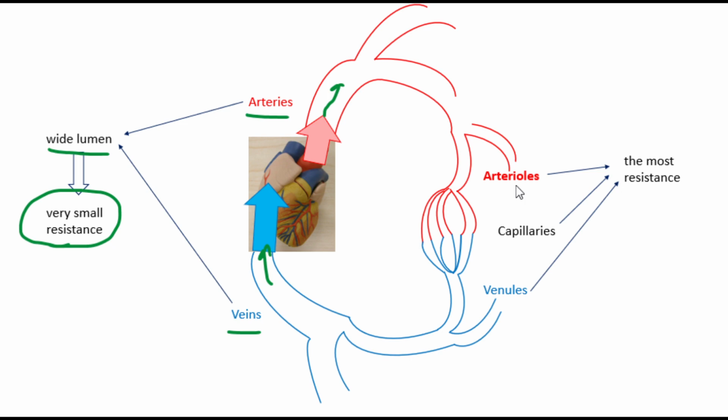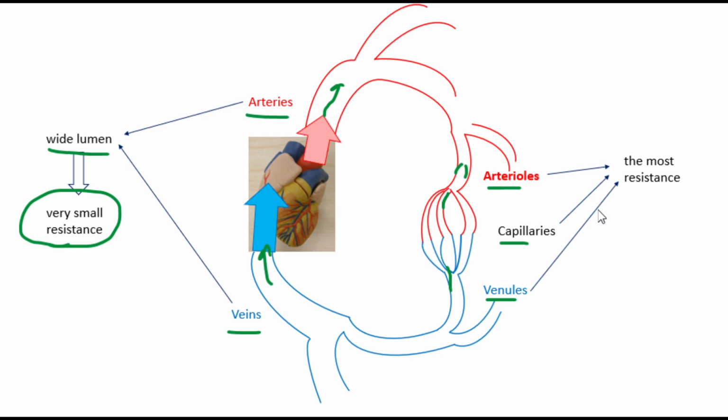Those blood vessels that contribute the most to the total resistance in our systemic blood vessels are the narrow blood vessels, such as arterioles, capillaries, and venules. Due to their narrow lumen, the space inside, blood has more friction with the wall of arterioles, capillaries, and venules. So these are the ones that contribute the most to the total resistance that we have in our systemic circulation. And we name the resistance in the entire systemic circulation systemic vascular resistance or total peripheral resistance.